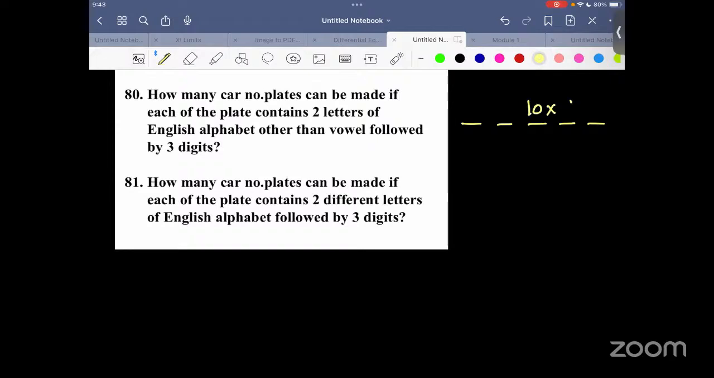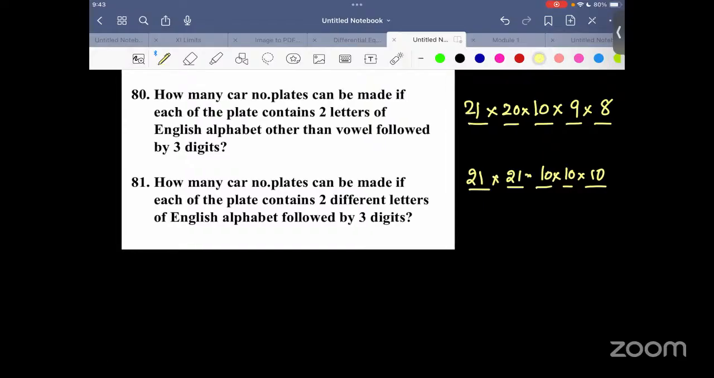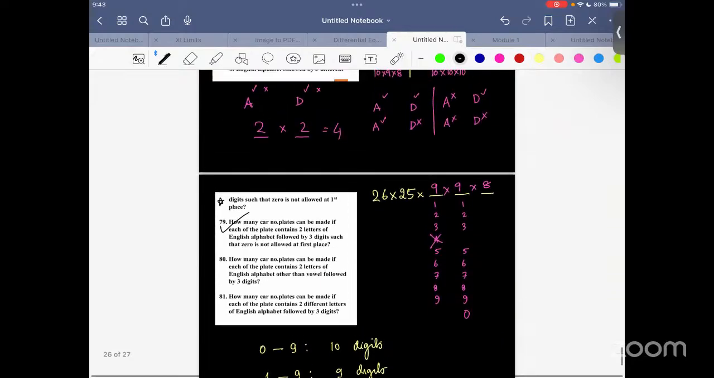रिपीटेशन नॉट अलाउड करेंगे तो 10 into 9 into 8 आएगा। अगर रिपीटेशन अलाउ करेंगे तो 10 into 10 into 10 आएगा। और वावेल टोटल 21 है तो 21 into 20 आएगा, और यहाँ पे 21 into 21 आ जाएगा। Is it clear? So I hope you have got the crux of it. However the question gets modified, you can attempt it. So you have done this best problem.